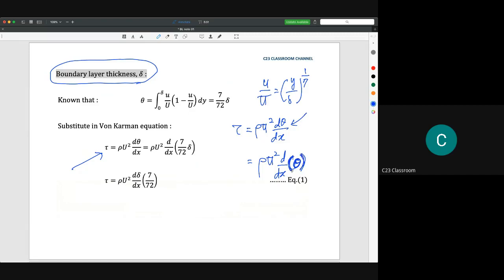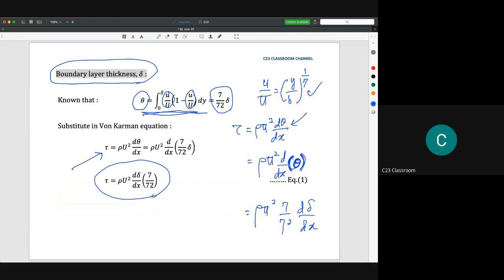This theta can be calculated by using the common equation. I think previously I taught you how to calculate the value of theta. The equation of theta is the integral from 0 to delta of u over U times 1 minus u over U. So substitute u over U here with y over delta to the power of 1 over 7. So you get 7 over 72 delta. So you substitute here: rho U, 7 over 72, and then you will have d delta over dx. Okay, so you will have this one.